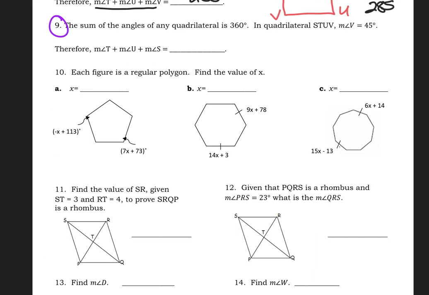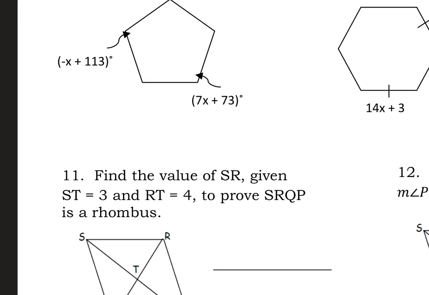All right, let's look at 10. On 10, I tell you that the following figures are regular. What does it mean to be regular? That all sides and all angles are equal. Good. All right, so if anything is equal, we always set them equal. So we're going to take negative x plus 113, and we're going to set it equal to 7x plus 73.